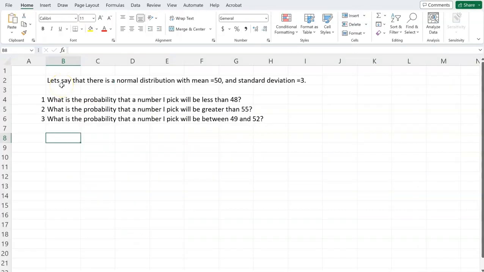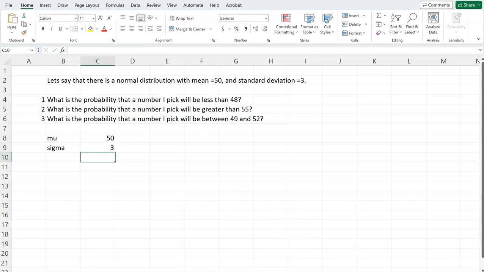So let's look at this example. We are first going to look at it diagrammatically, like graphically, to see what exactly it's telling us. And then we will use Excel to find them. So let's say we have a normal distribution which has a mean of 50 and a standard deviation of 3. Now, if I have this, what is the probability that if I randomly pick a number, that number will be less than 48? So we know that our mu, or mean, is 50, and my sigma, which is my standard deviation, is 3.